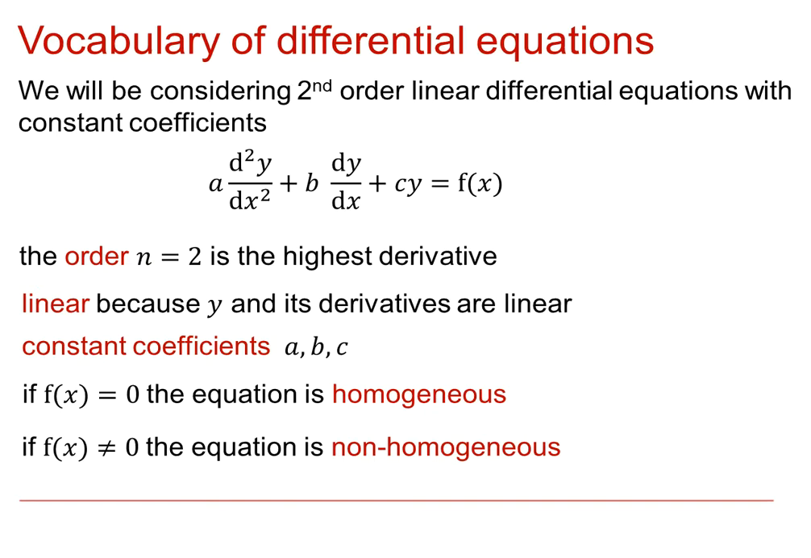So a d2y by dx squared plus b dy by dx plus cy equals some function of x. For homogeneous, the function of x is 0. Note that the order n equals 2 is the highest derivative, the d2y by dx squared part. We call these linear differential equations because y and its derivatives are linear. In other words, those derivatives are not squared or cubed. a, b and c are constant coefficients.